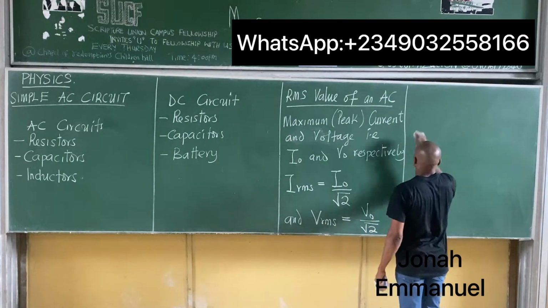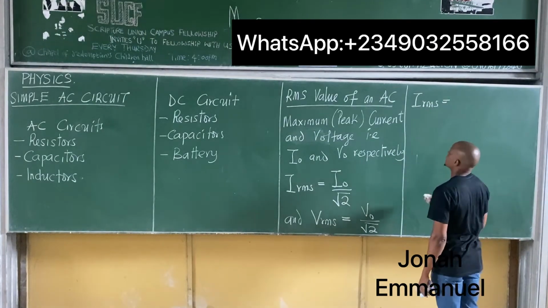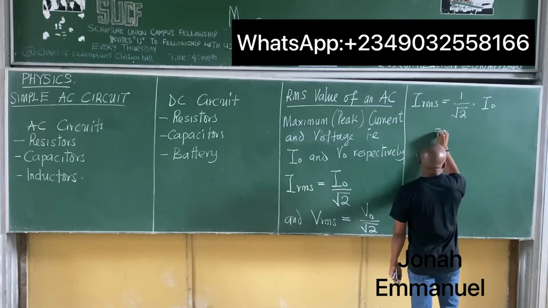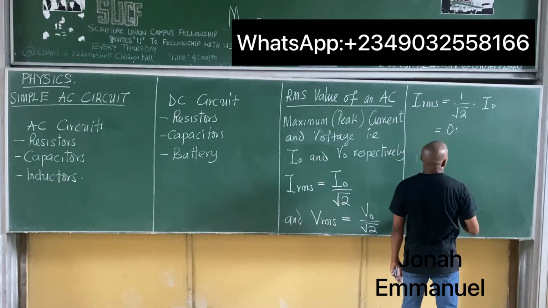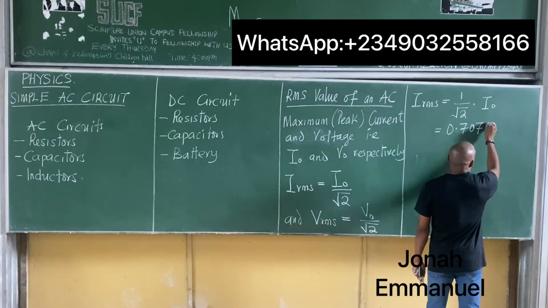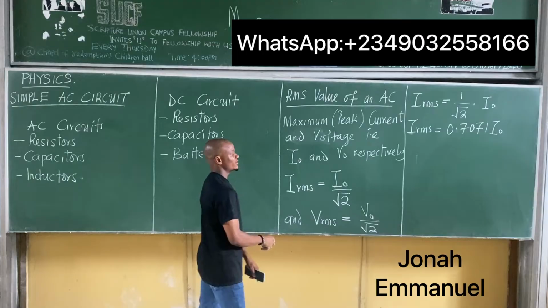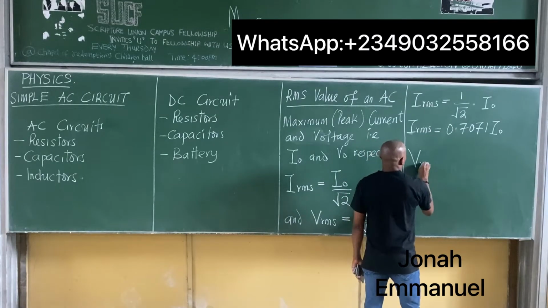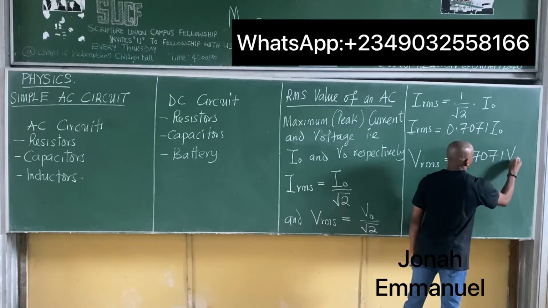From here, I have that I RMS is equal to 1 all over root 2 dot I naught. They are the same thing. Please punch 1 over root 2. What do you have there? 0.7071. So I RMS is equal to 0.7071 I naught, and in the same way V RMS is equal to 0.7071 V naught.